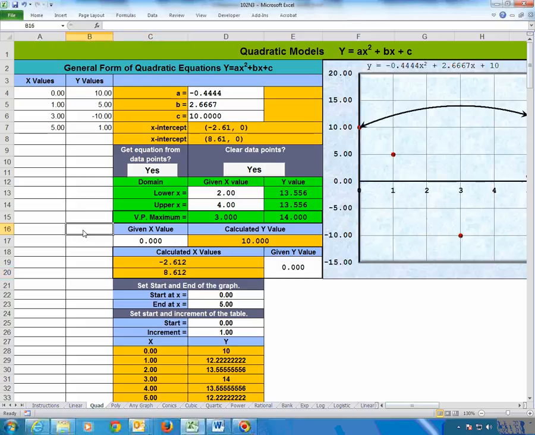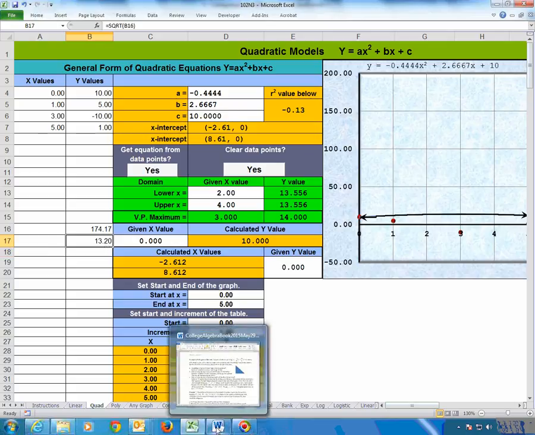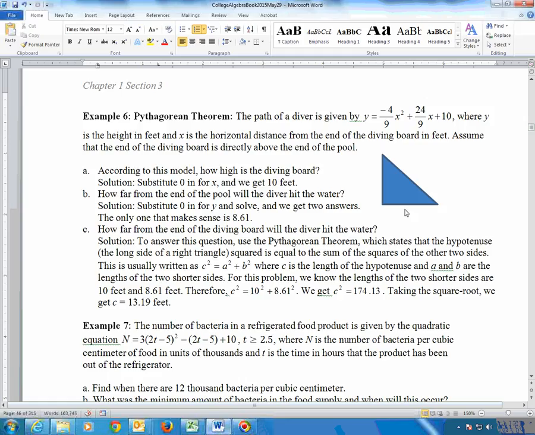So off the side here, I'll do equals 10 squared plus this number right here, the 8.612, that gets squared, and that equals that distance from the diving board to the pool squared. So what I have to do is now take the square root of that, so I'll just do equals SQRT of that value right there, and I get 13.2, and that would be the distance right there. Again, it uses the Pythagorean theorem, a squared plus b squared equals c squared. You square this side, you square this side, you add them together, and you take the square root.